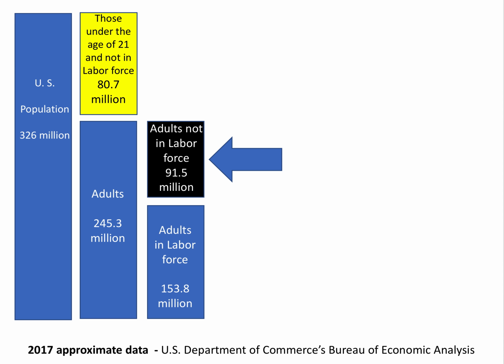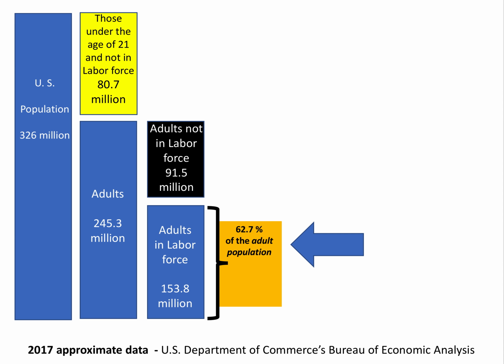And we see that out of that 245 million, we have 91 million that are adults not in the labor force. And remember, we're trying to count what unemployment rate really means. So what we find is the adults who are in the labor force represent about 62% of the adult population. So if we look at just the blue bar that says adults, 245 million, and we look at the adults in the labor force, that represents about 62.7% of the adults. Okay.